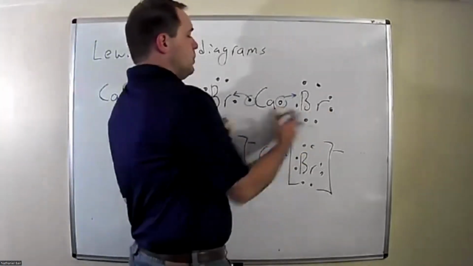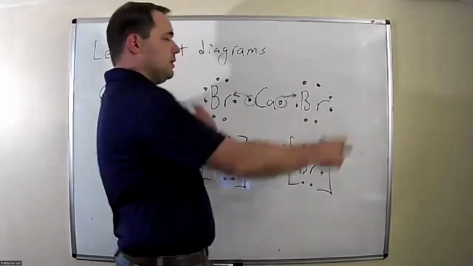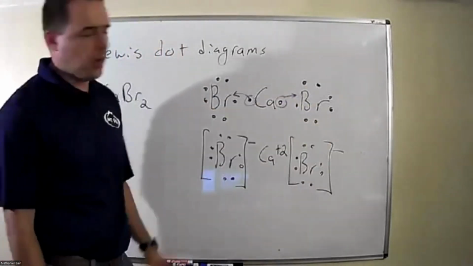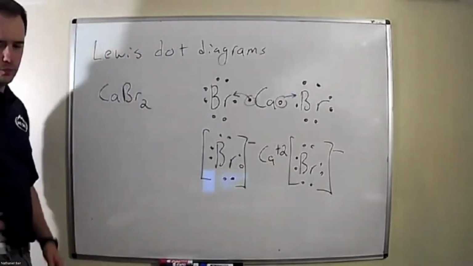Why would a calcium and 2 bromines want to come together? A calcium and 2 bromines want to come together because calcium is looking to give away 2, but each bromine is only looking to take 1, and we end up with that. Cool.